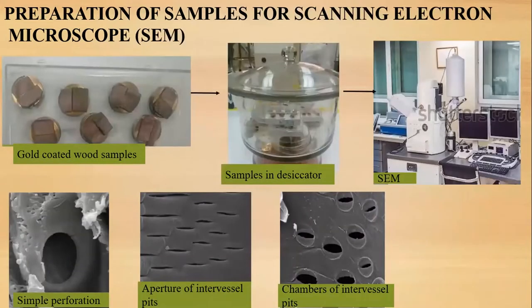Also, we did the same for the scanning electron microscope. The samples were taken from the radial surface and the tangential surface, and they were mounted on the stub, gold coated, and kept in the desiccator prior to being observed under the scanning electron microscope.